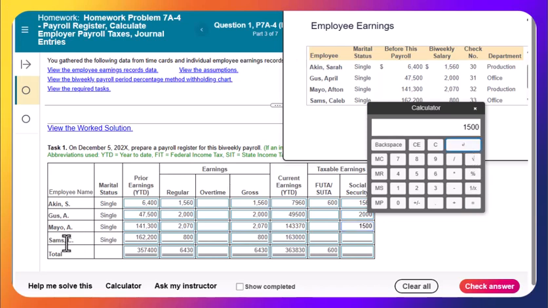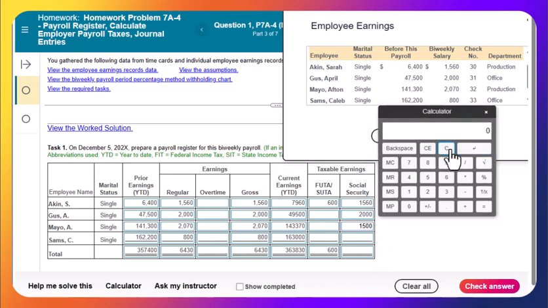And then when we take a look at Sam's here, Sam's has crossed that Social Security wage base limit prior to this pay period, so none of his pay will be taxable for Social Security. So we can leave that blank. And then we'll go ahead and add these up here for total taxable earnings for Social Security, and that will equal $5,060.